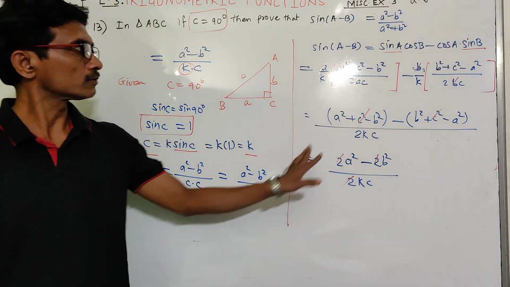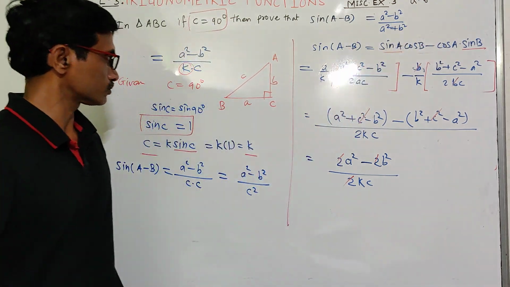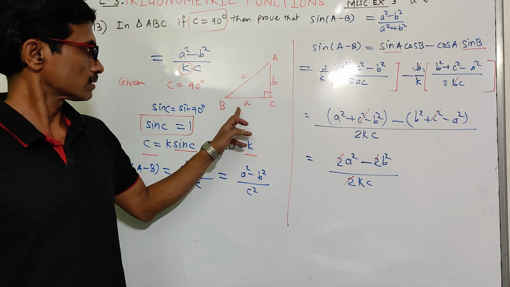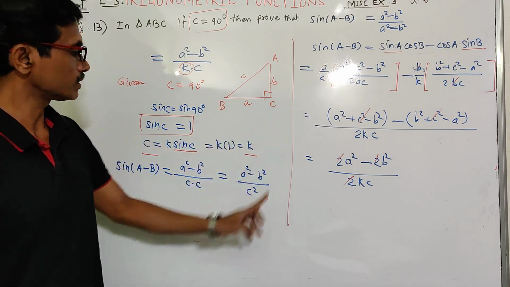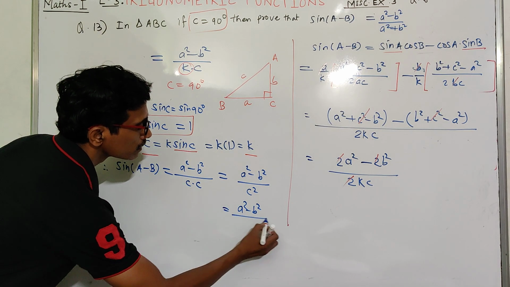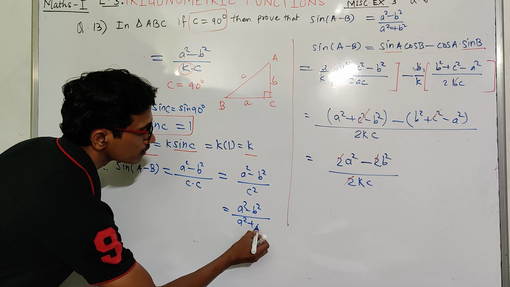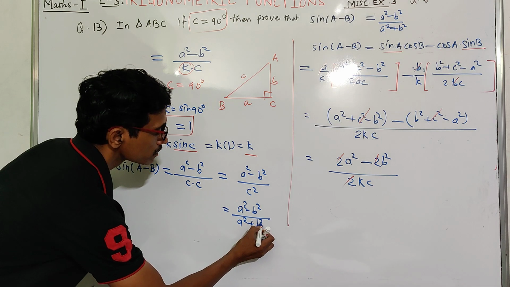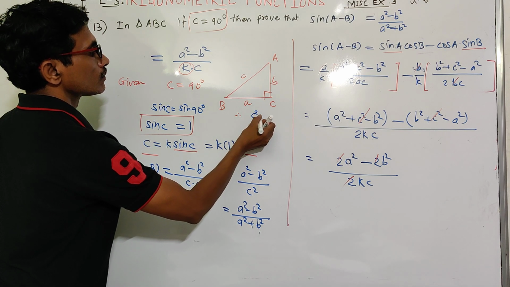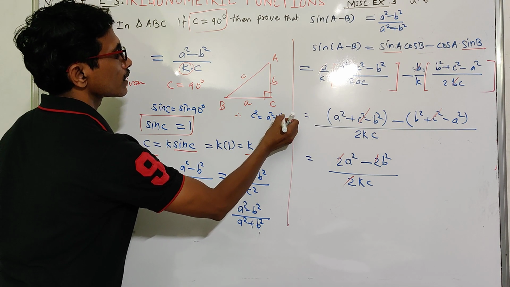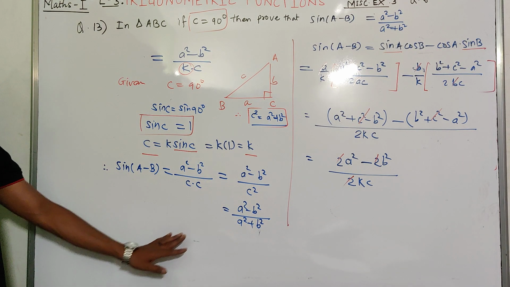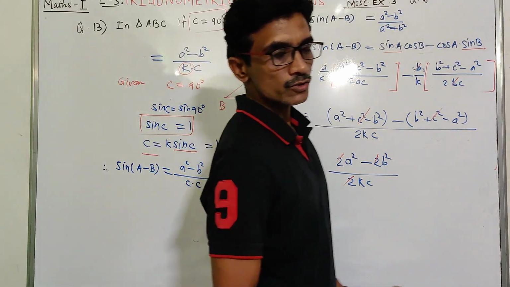But this is not what is required to show. A square plus b square is required to show. Look at this right angle triangle. What is c? Hypotenuse. So c square must be equal to a square plus b square. So we write a square minus b square upon a square plus b square. Why? Because c square is equal to a square plus b square, it is a right angle triangle. Therefore, the right hand side is what was to be shown.